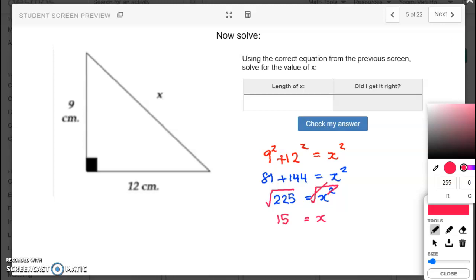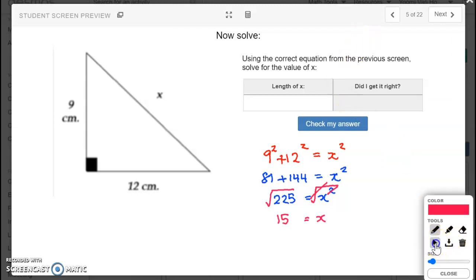So then you enter 15 right here and then check my answer, and yes.